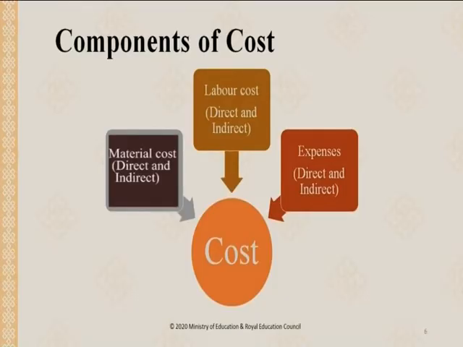Then finally we have expenses, and expenses refers to the cost of services other than the material cost and labor cost. Expenses again can be of two kinds, and they are direct expenses and indirect expenses. Direct expenses are those expenses other than direct material and direct labor. And we have indirect also, and indirect expenses are the expenses other than indirect material and indirect labor. So these are the components of cost, and hope I have made it clear to you. Okay, with this let us switch on to the next.